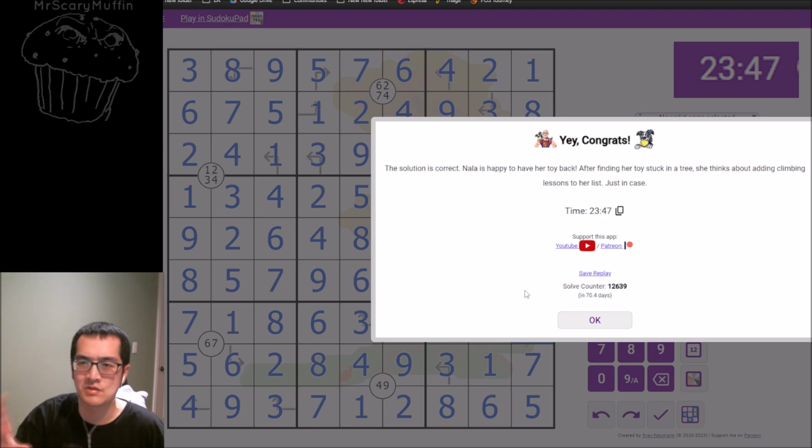I like the pictures are getting more elaborate. In the past they were just like a little tiny clip art, and now they're kind of like a full on watercolor painting, which is nice. I love it. Yeah, that was fun.